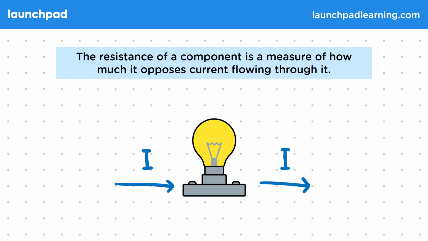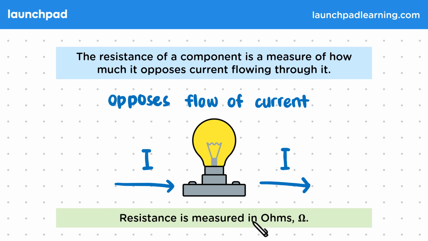But the components of the lamp will cause the electrons to slow down, usually by making them collide with positive ions. This means the lamp opposes the flow of current, which means it has resistance. Resistance is measured in ohms, which we represent with the Greek letter omega.